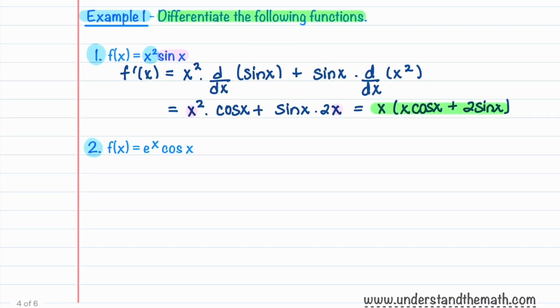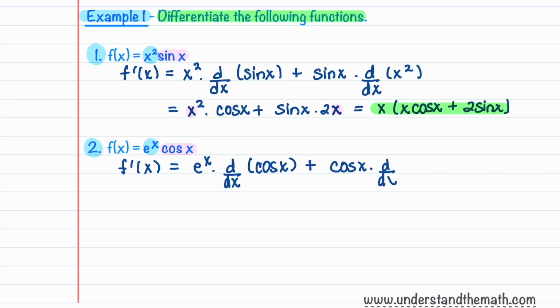In this example, we are also going to need to use the product rule because we have a first function and a second function. Our derivative, f prime of x, is equal to our first function, e to the x, times the derivative of our second function, which is cosine x, plus our second function, cosine x, times the derivative of our first function, e to the x.